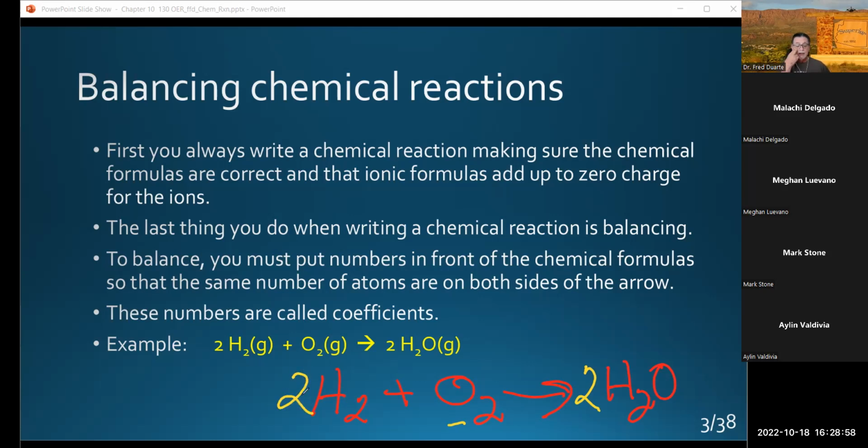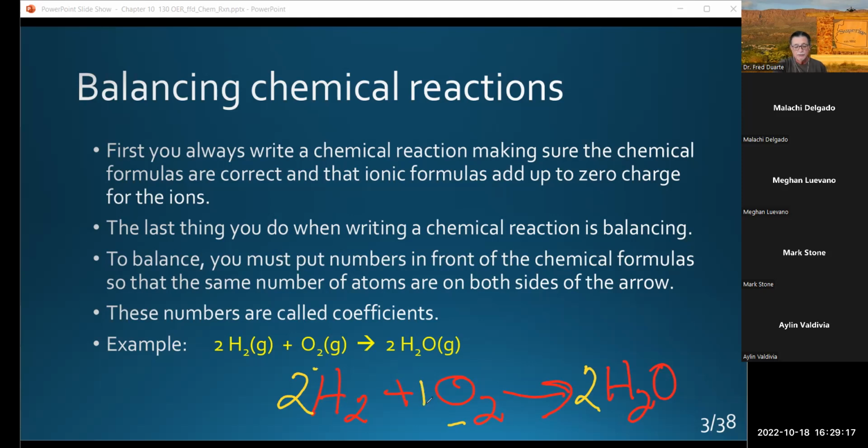H2, which now we have 4 hydrogens on the left, 4 hydrogens on the right, 2 oxygens on the left, 2 oxygens on the right. And so now we have a balanced chemical reaction. And the ratio between the reactants is a 2 to 1.